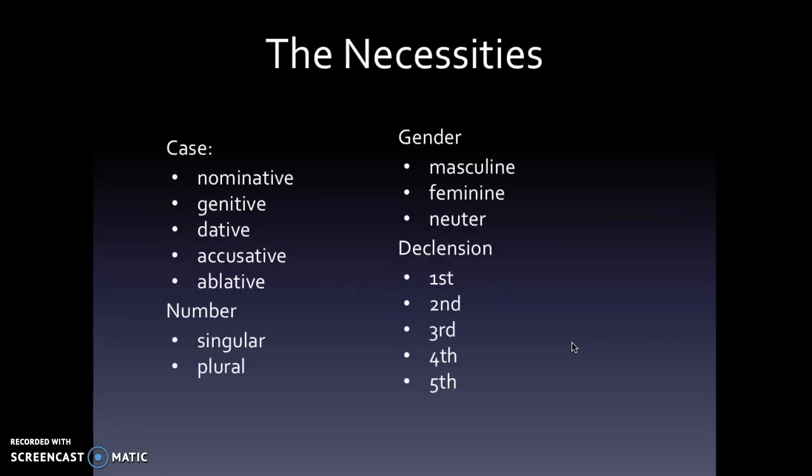This lesson is going to be a massive review of nouns. The necessities: make sure that you know 4 things about every noun. The cases are nominative, genitive, dative, accusative, or ablative. Numbers could be singular or plural. Gender are masculine, feminine, or neuter. Declension could be first, second, third, fourth, or fifth. Whenever you see a word in a sentence, the better you can identify these 4 different categories for that word, the easier it's going to be for you to translate.